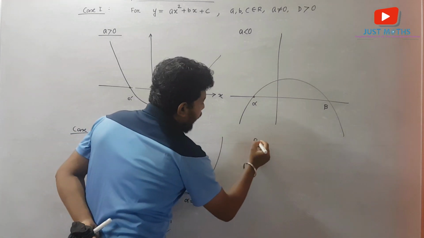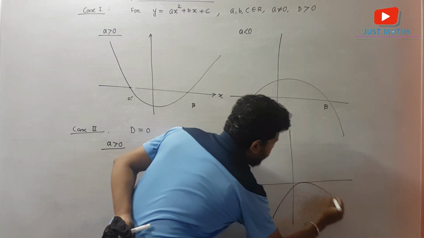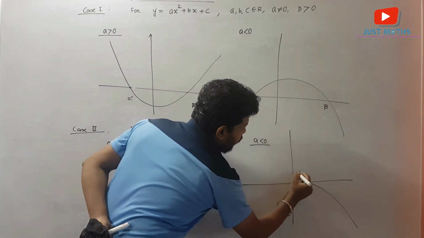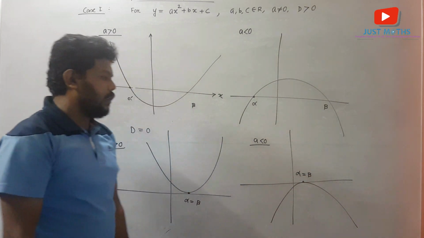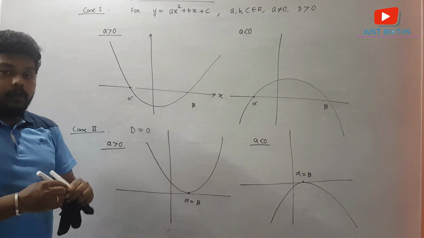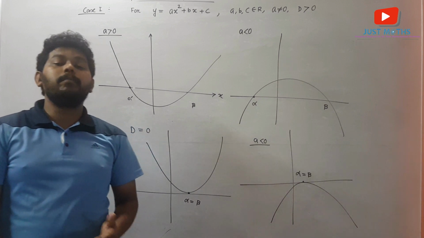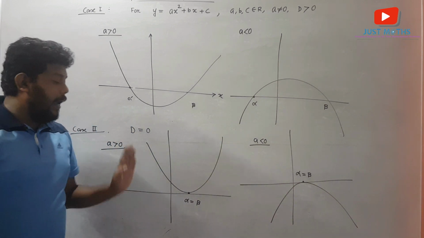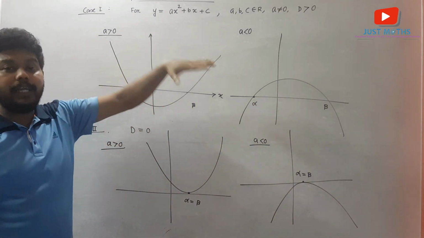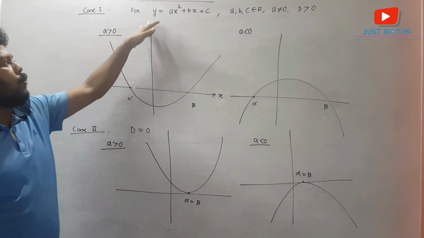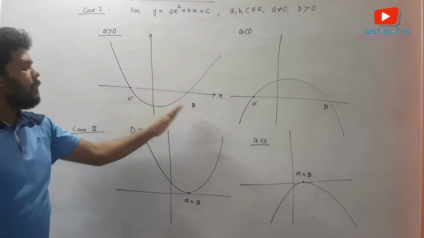And when a is negative, the graph will be like this. This point is your alpha and beta. Now they are equal roots. When roots are equal, that is D equal to 0, the graph of y equals ax square plus bx plus c will touch the x axis at one point. And when the roots are real and distinct, then the graph of y equals ax square plus bx plus c intersects the x axis at two distinct points.